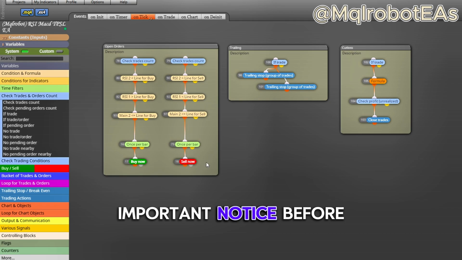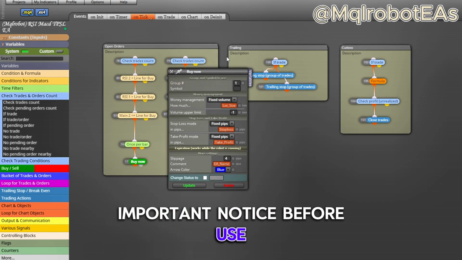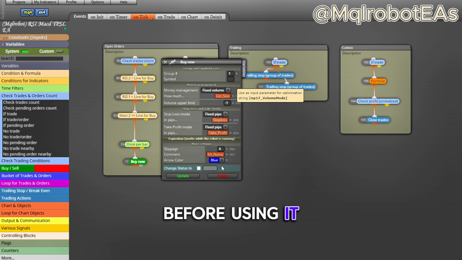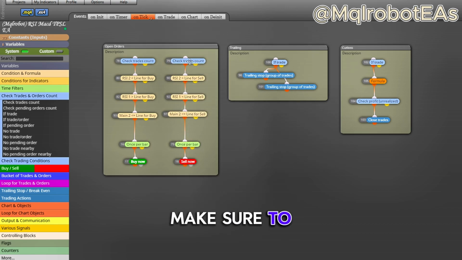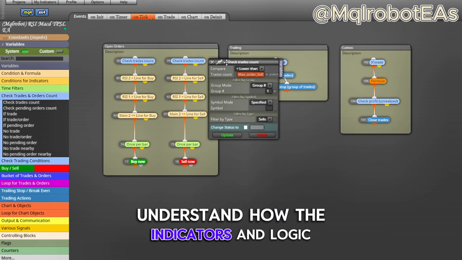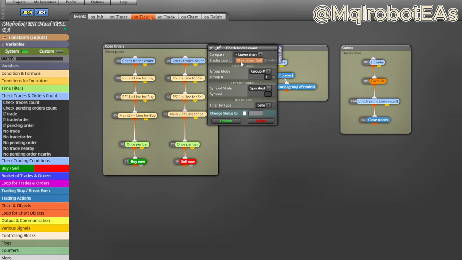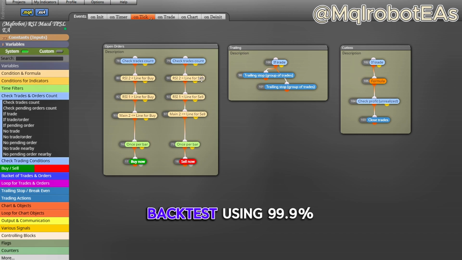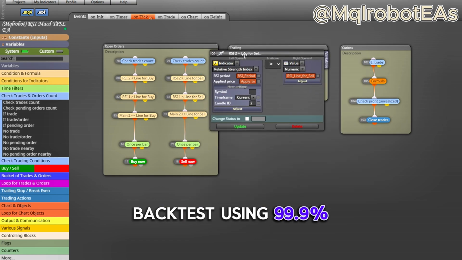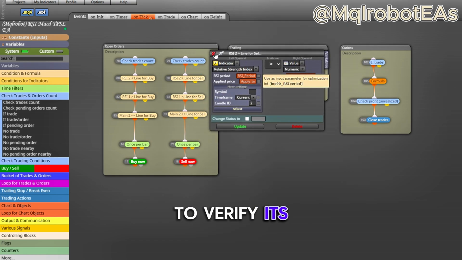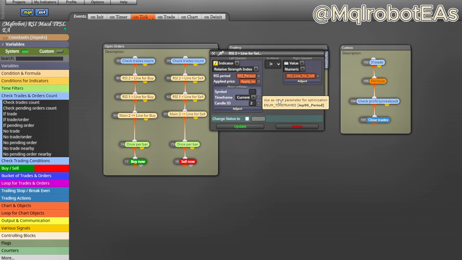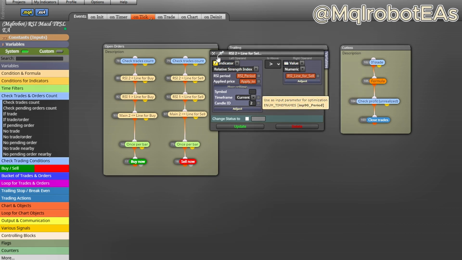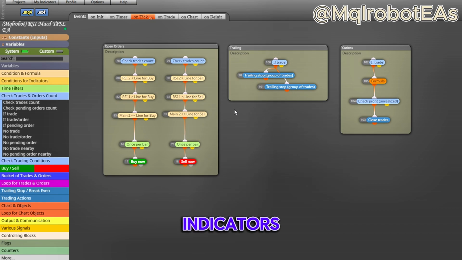Important notice before use. This EA is not a plug-and-play solution. Before using it on a live account, make sure to understand how the indicators and logic interact. Adjust risk parameters based on your trading plan. Backtest using 99.9% tick data to verify its behavior and performance. This EA is best used on trending or swing market conditions, depending on how you configure the indicators.